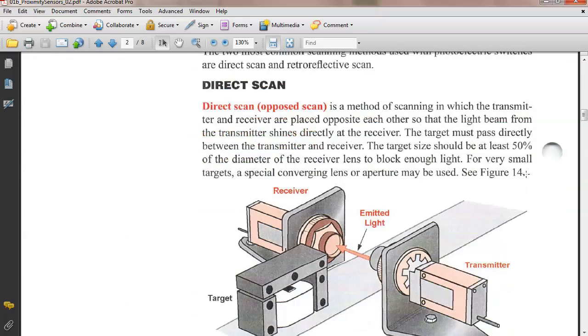Talks about direct scan. This is what we learned is through the beam. So both of those are exactly the same. So direct scan starts off true, right? Y'all understand that? And then the object it's trying to detect makes the sensor go what? False.